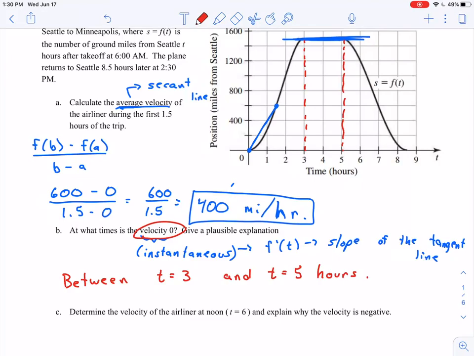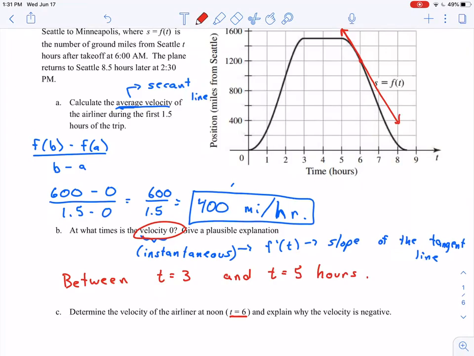Part C says determine the velocity of the airliner at noon, which is t equals 6, and explain why the velocity is negative. So, okay, I want to estimate the velocity at t equals 6. Let me clean up this graph. At t equals 6, we're looking at this point right here. So if I was to sketch in the slope of the tangent line at that point, I see something that looks like this.